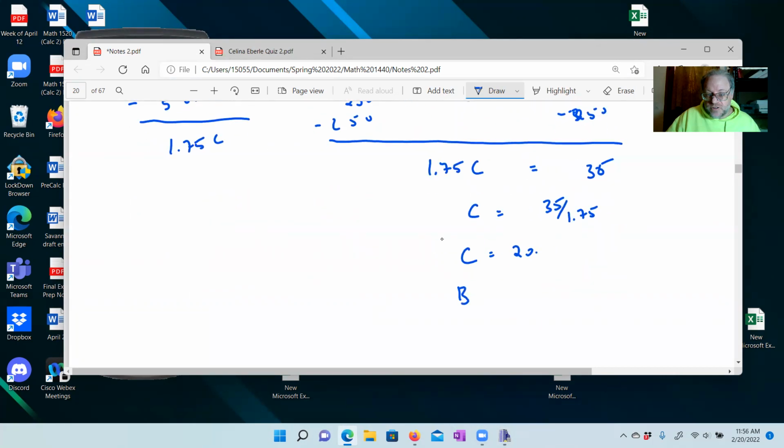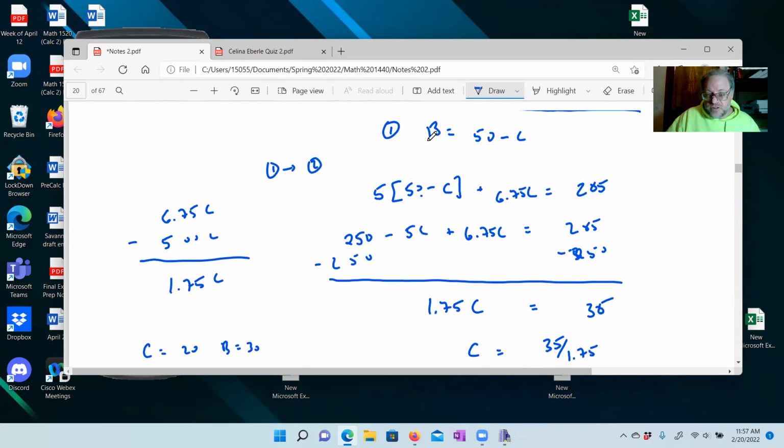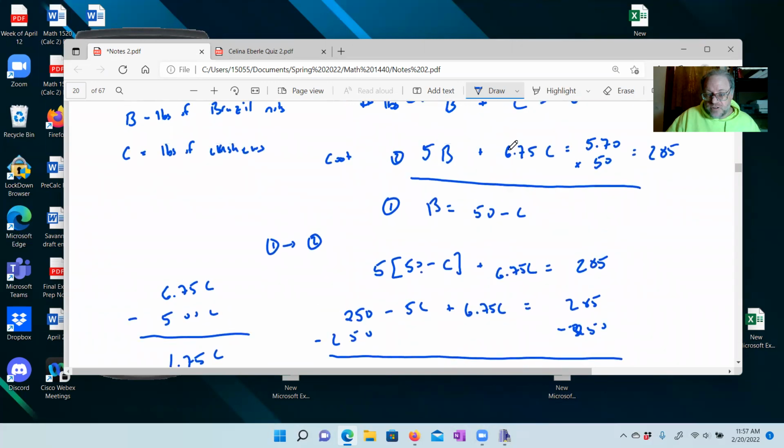All right, we end up with, we need 20 pounds of cashews. That leaves, right, 20 plus the Brazil nuts is equal to 50, so 50 minus 20 is 30. We have 30 pounds of the Brazil nuts. Okay, now you can stop here. You can say, well, cashews, we have 20 pounds of those, and Brazil nuts, we need 30 pounds of those.